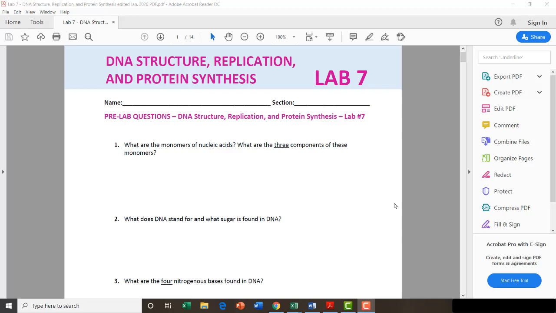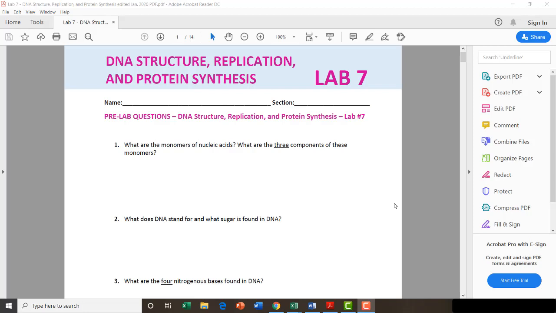This is Dr. Fermani with the instructions on how to complete lab number 7 online. Lab number 7 is on DNA structure, replication, and protein synthesis. Lab number 7 corresponds with chapter 10 in your textbook.